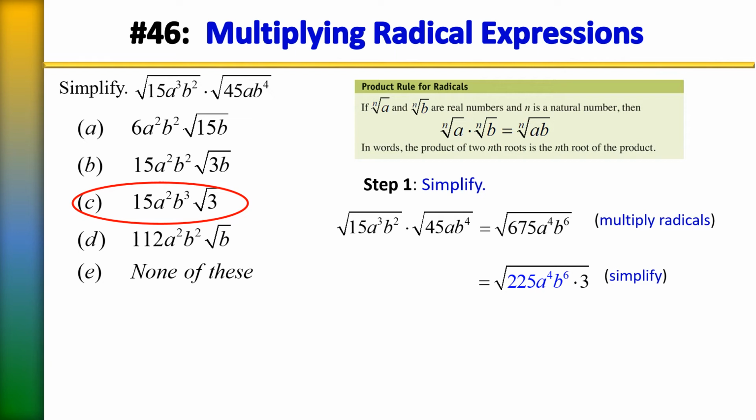So when I go ahead and solve that perfect, the square root of 225 is 15. For my variables, it's going to be a to the 2nd power and b to the 3rd power, with our radical 3 being left under the symbol, of course. So that gives us choice C. Again, 15 a squared b to the 3rd power radical 3.